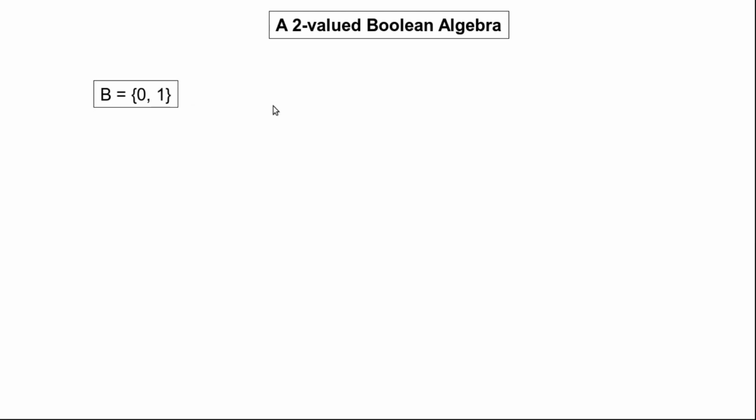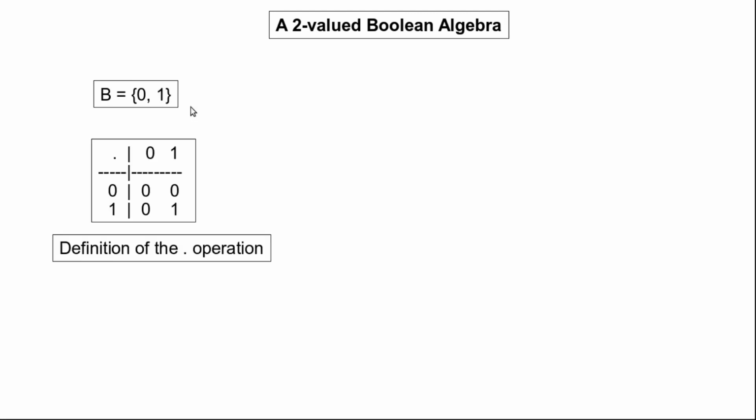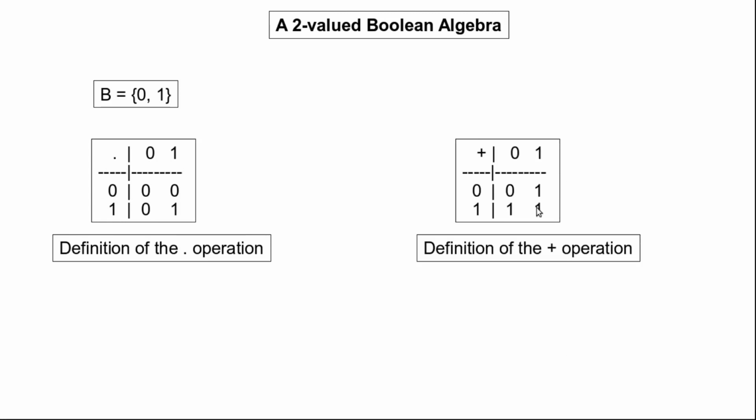Now let us talk about a 2-valued Boolean algebra. So we consider the set to be comprising of two elements 0 and 1, and we define the dot operation in this way. 0 dot 0 is 0, 0 dot 1 is 0, 1 dot 0 is 0, and 1 dot 1 is 1. And we define the plus operator in this way, which is 0 plus 0 is 0, 0 plus 1 is 1, 1 plus 0 is 1, and 1 plus 1 is 1.